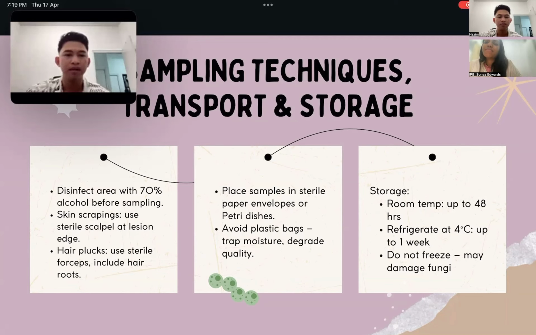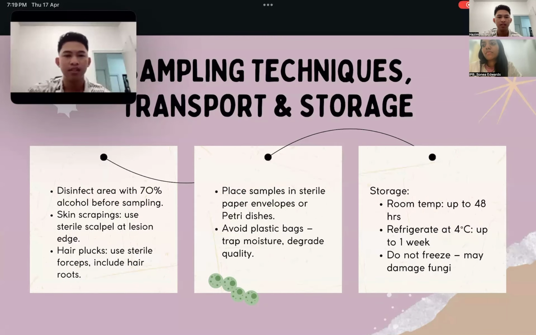Plastic bags should be avoided as they trap humidity and may degrade the quality. For short term, you can keep the sample at room temperature. If a delay in processing is expected, you can preserve the sample at 4 degrees Celsius for up to 1 week.